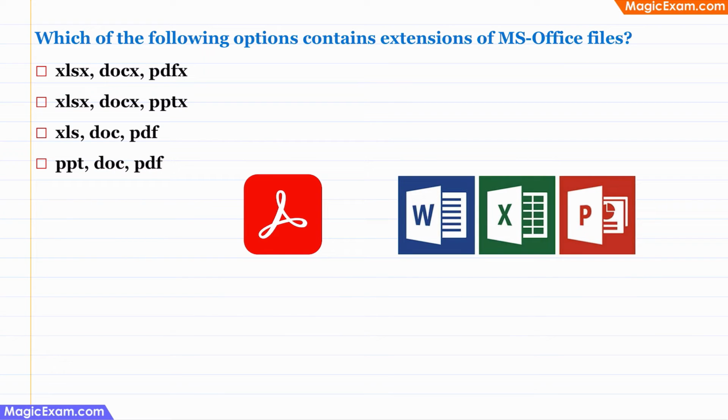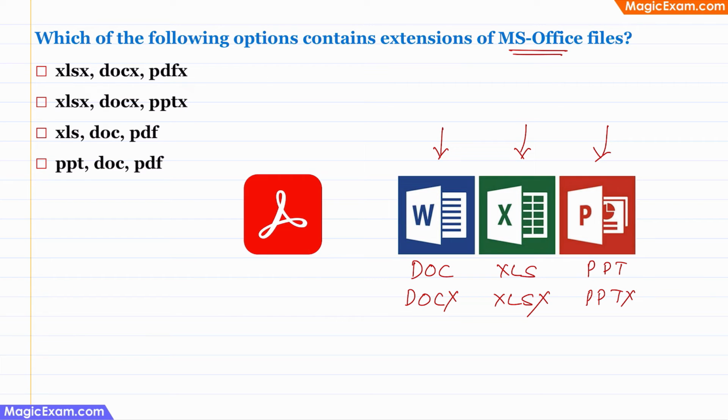Which of the following options contains extensions of MS Office files? When we are talking about MS Office files, we are talking about Word, Excel and PowerPoint. So Word uses doc or docx and Excel uses XLS or XLSX and PowerPoint uses PPT or PPTX. Now, Adobe Acrobat uses PDF as the native file format. So when we look at the options, the first one has PDFX in it. Now PDFX is not a valid file format, so this can be eliminated.